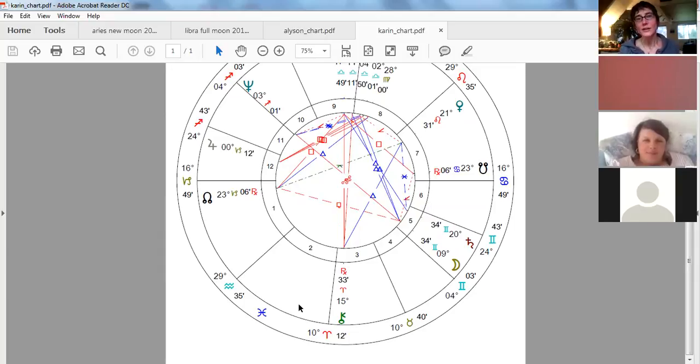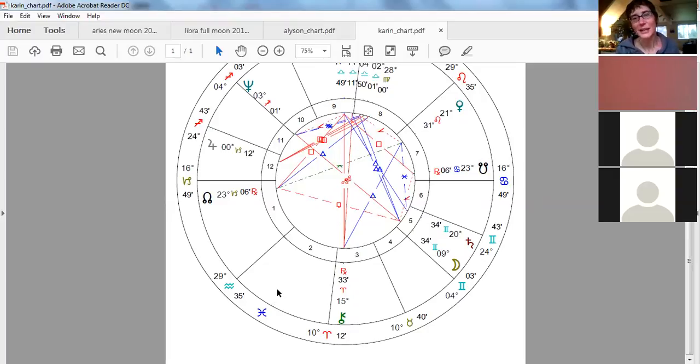On the more mundane level, the second house is the house of money and resources. So this is a great new moon for opening a savings account or making a new investment or doing something, having a new bookkeeping system, some very practical new step around money.